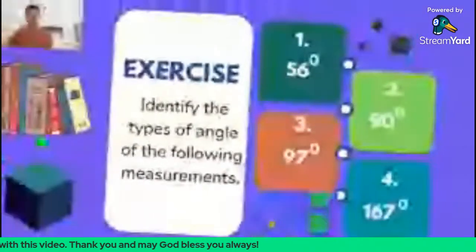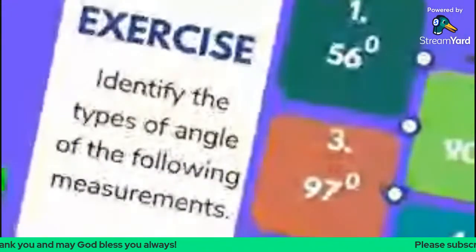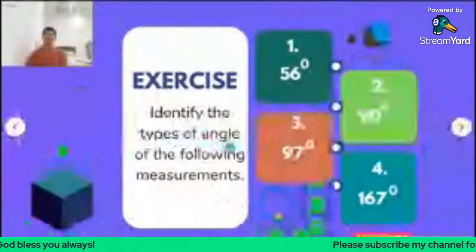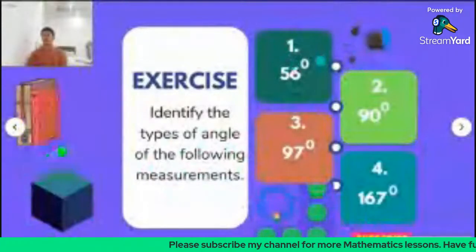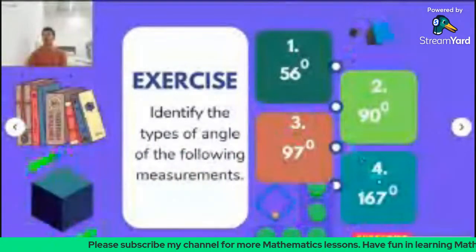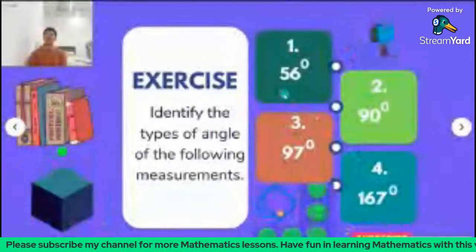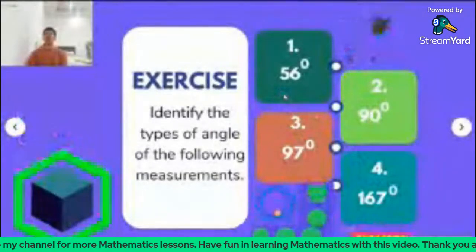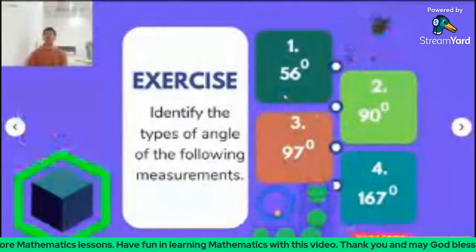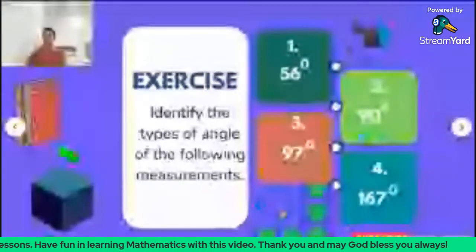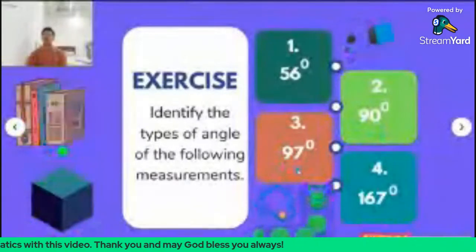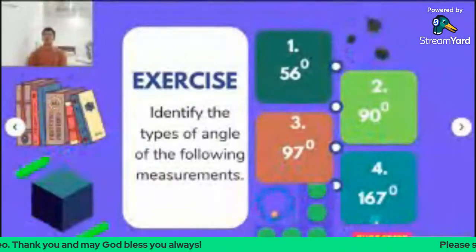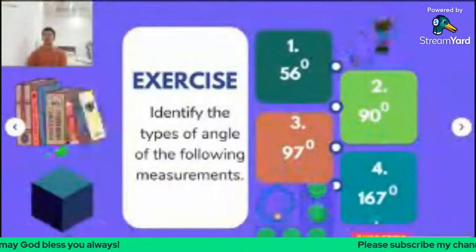And now, for your exercise, identify the types of angle of the following measurements. We have here number 1, number 2, number 3, and number 4. For number 1, the angle measurement is 56 degrees. Number 2, we have 90 degrees. Number 3, 97 degrees. And number 4, 167 degrees.